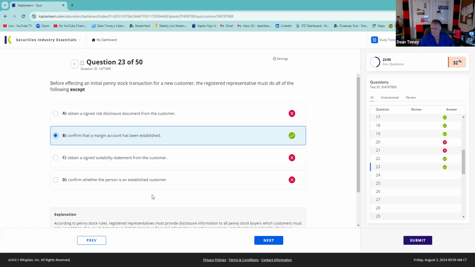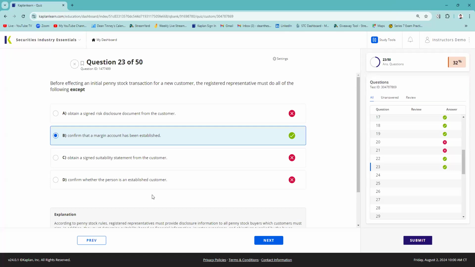Third test question. This rule does not apply to an established customer, which leads us to a test question. What is an established customer? An established customer, meaning I don't have to give you this disclosure document and the suitability statement, is somebody, Allison, who's done 3 trades with us. So if you bought 3 penny stocks from me, you're a consenting adult. I no longer have to make this disclosure to you.